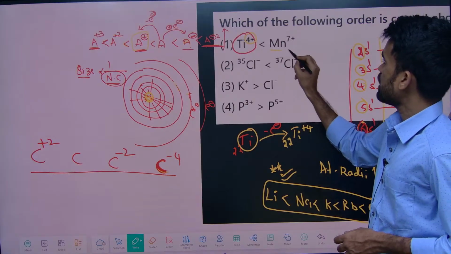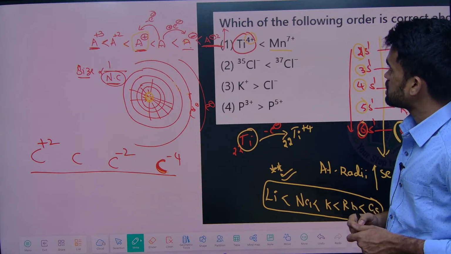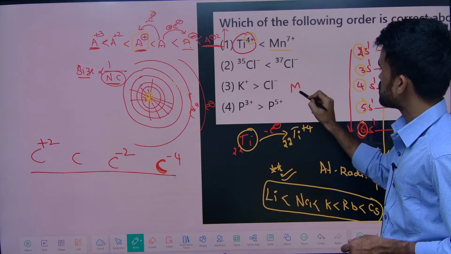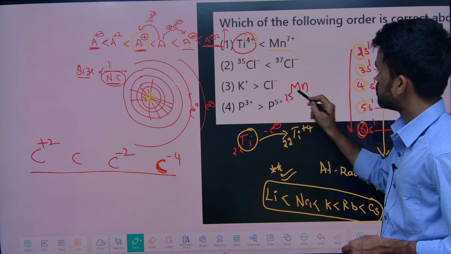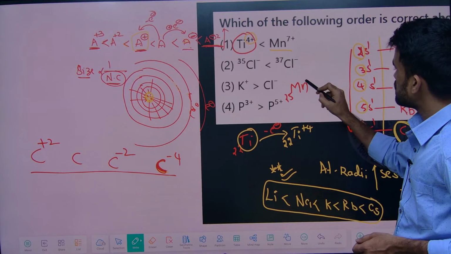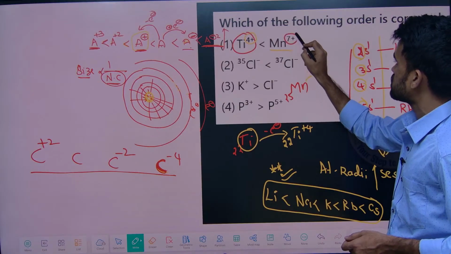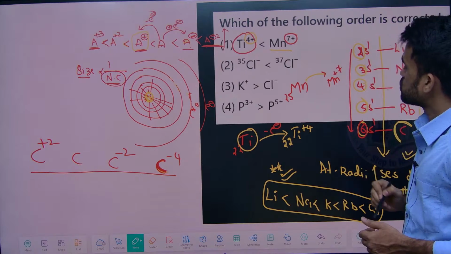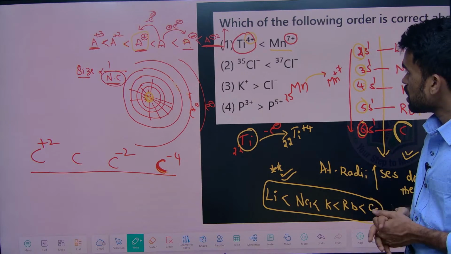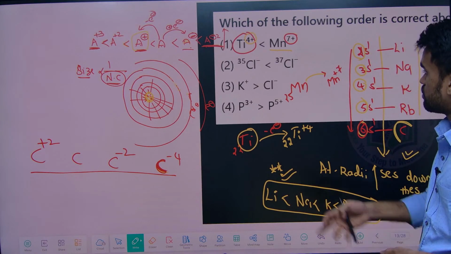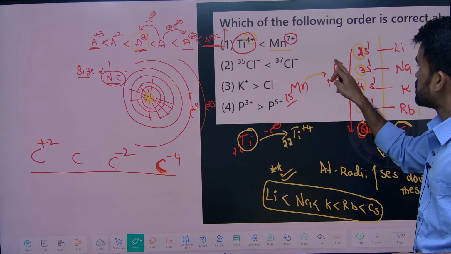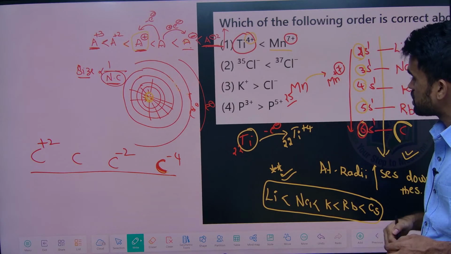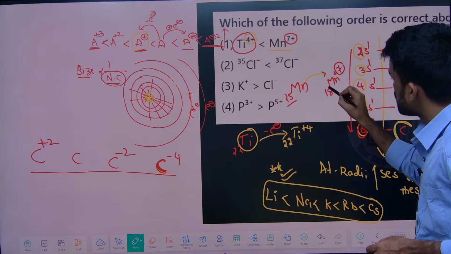Okay, manganese is there here. Manganese atomic number is how much? 25 we have. So from manganese you are removing 7 electrons, therefore it is becoming Mn+7. So from 25 electrons you are removing 7. Now how many electrons remain? Here also 18 electrons we have.